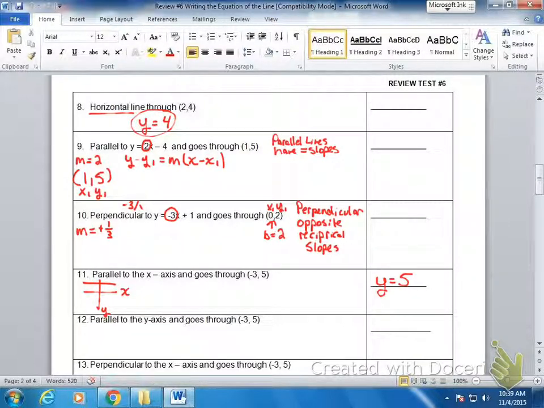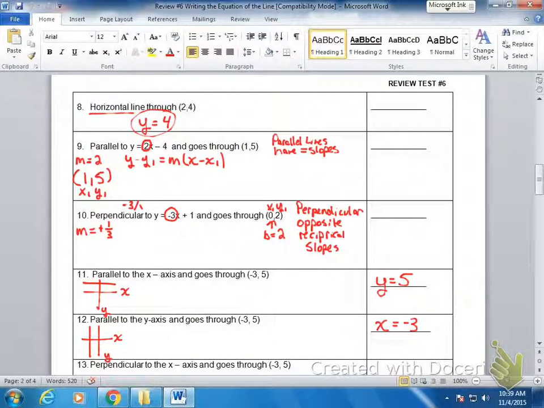If we look at the next one, again, it's parallel to the y-axis. I'm going to draw my axis. It's parallel to y, so that means it's got to be vertical. If you remember from the last one, that means it's x equals. Well, the only x value they gave me was -3, so it's x equals -3.